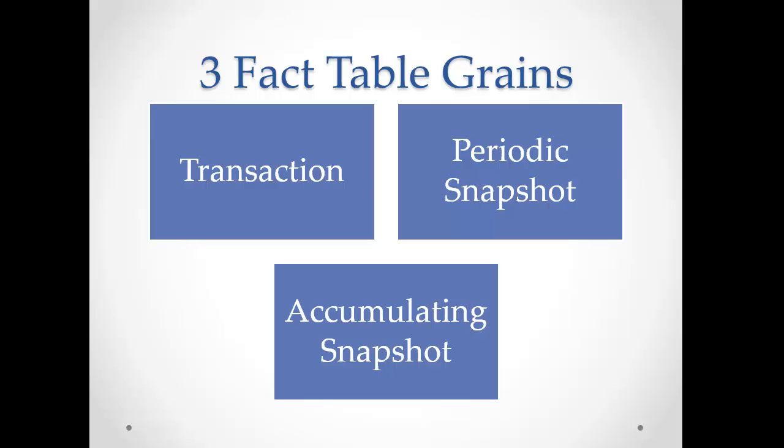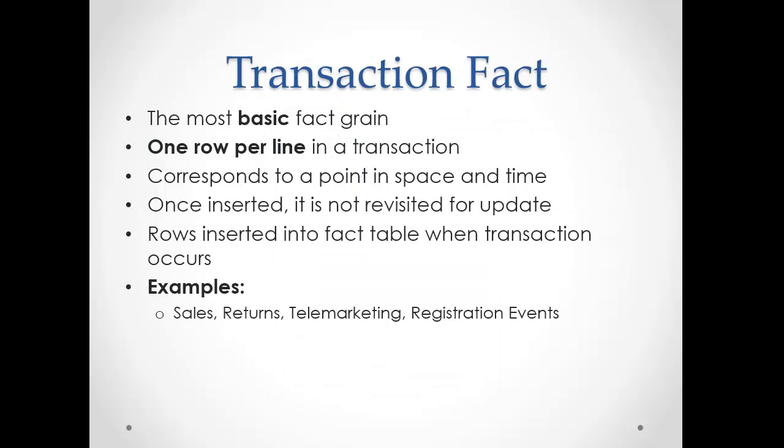So there's 3 fact table grains that, when you build out fact tables, are based on business rules. And so when you're building out any given fact table, there's 3 basic behaviors of that fact table. There's transaction, periodic snapshot, and accumulating snapshot. So the transaction fact is really the simplest form of fact table. You get 1 row per transaction.